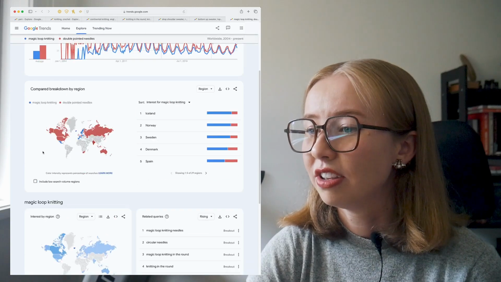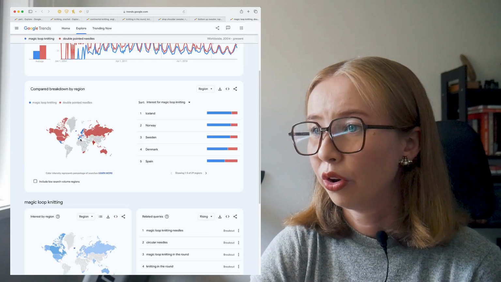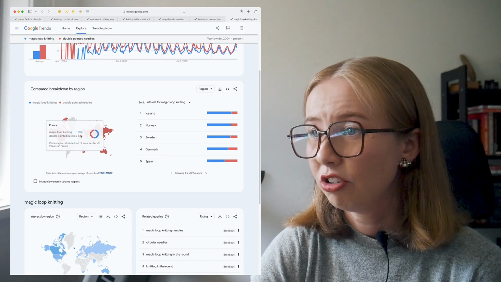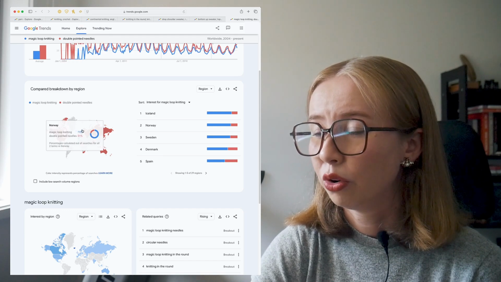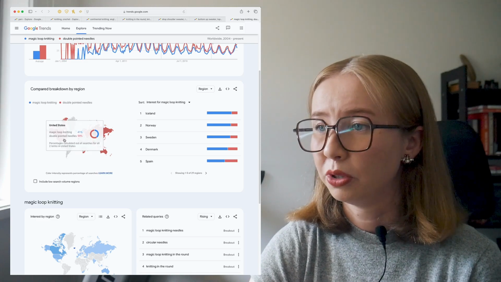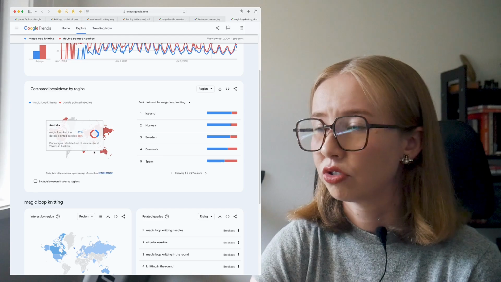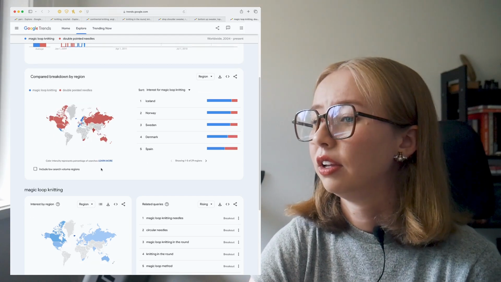And there's an interesting split in which countries prefer magic loop. So a lot of European nations, so we've got France, Sweden, Norway, heavily prefer magic loop. Searches for double pointed needles are coming from Russia, Canada, the US, Australia, South Africa, and so on.